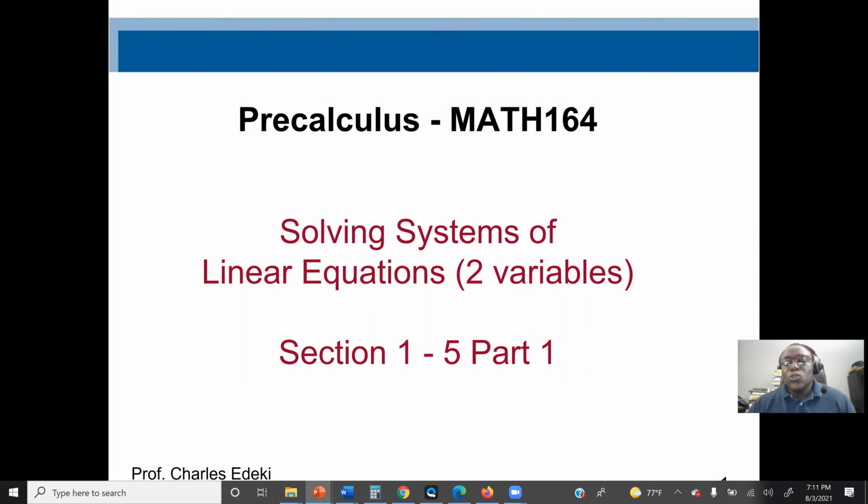This is Mathematics 164. In these lectures, we will go through the steps on how to solve systems of linear equations with two variables. This is section 1-5, which covers chapter 1 of our course textbook. Again, this is Mathematics 164.